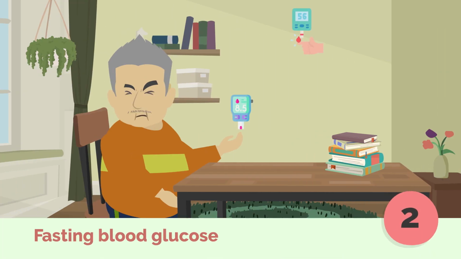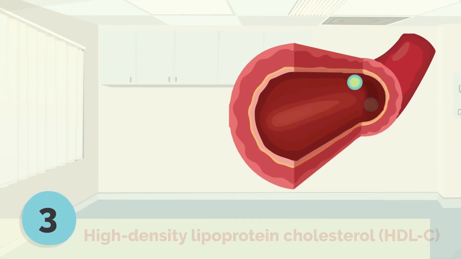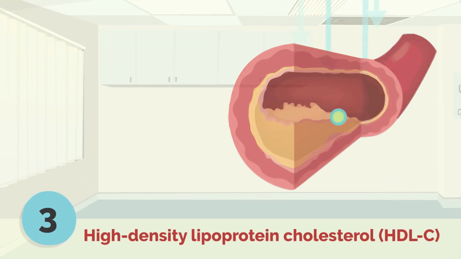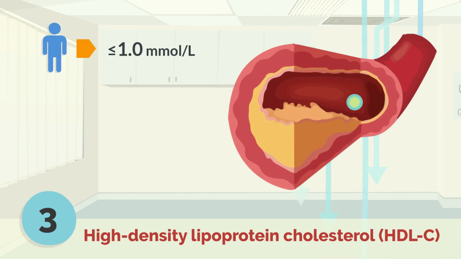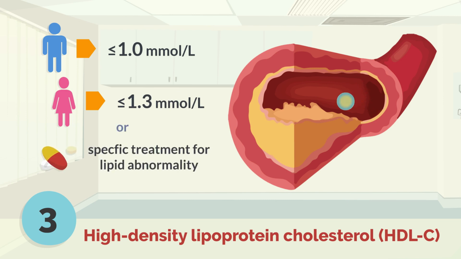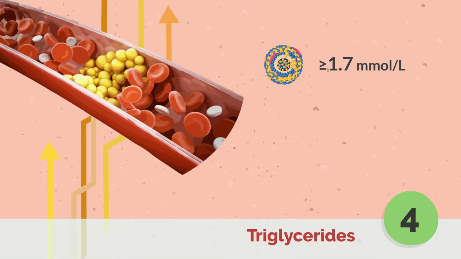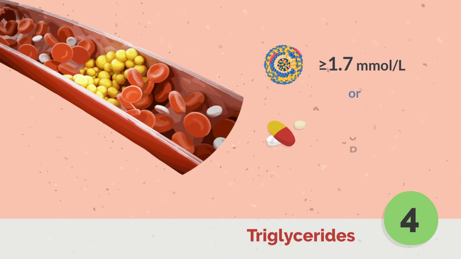Fasting blood glucose, greater than or equal to 5.6 millimoles per liter or previously diagnosed type 2 diabetes. High-density lipoprotein cholesterol, HDLC, less than or equal to 1 millimole per liter in male, less than or equal to 1.3 millimoles per liter in female, or specific treatment for this lipid abnormality. Triglycerides, greater than or equal to 1.7 millimoles per liter, or specific treatment for this lipid abnormality.